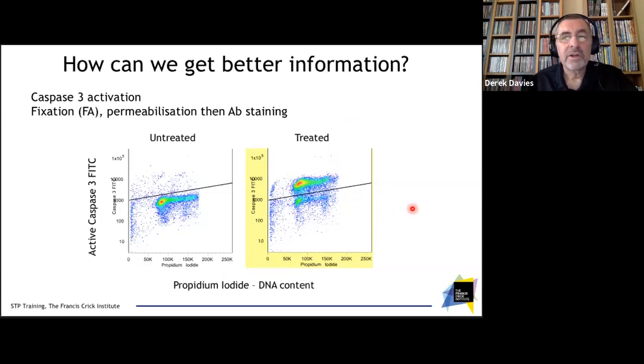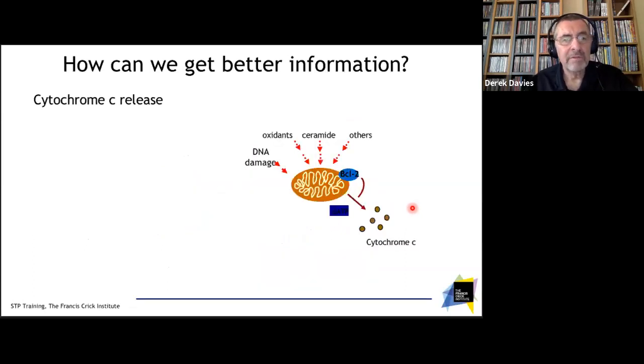Remember I said we can look for cytochrome C release. Now by flow cytometry, this is actually quite difficult, isn't it? Because although cytochrome C is a protein and therefore we can have an antibody directed against it, what we're seeing in apoptosis is simply a movement of the cytochrome C. In a healthy cell, it's in the mitochondria. In an apoptotic cell, it's outside the mitochondria.